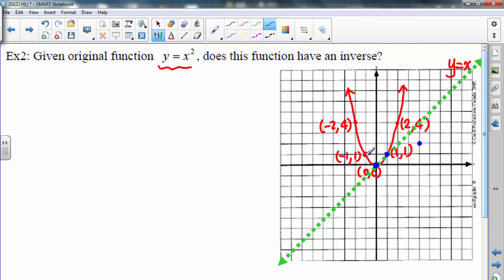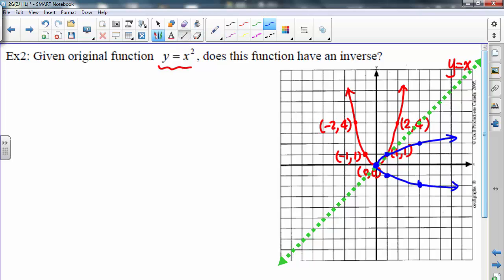Negative 1, 1, I switch the x coordinate and the y coordinate, it becomes 1, negative 1. Switch around these two coordinates, it becomes 4, negative 2. So even if you have trouble graphing the reflection image, with all those points, you will see the reflection image very easily this time. So blue is the graph of the inverse of the original function.